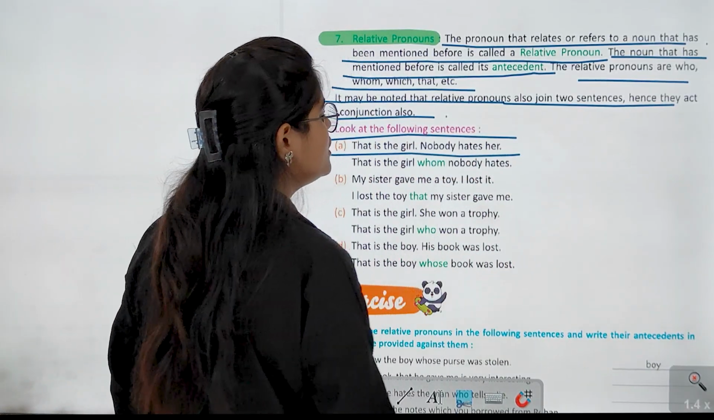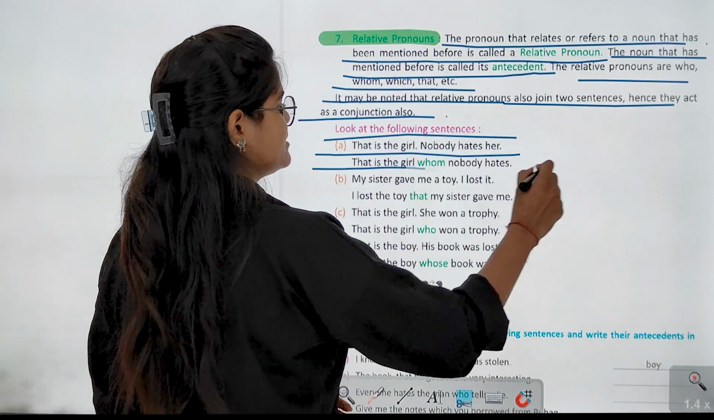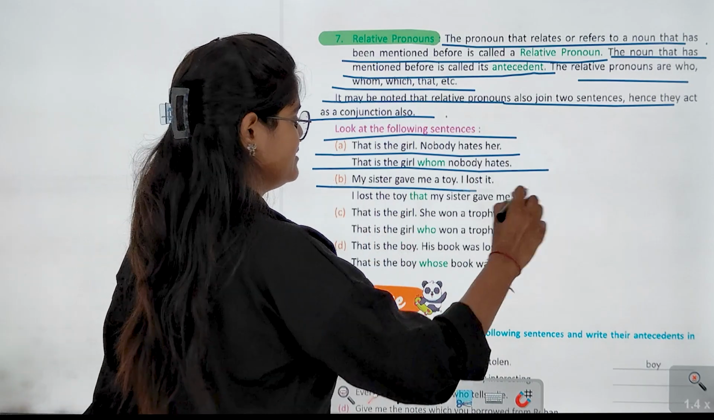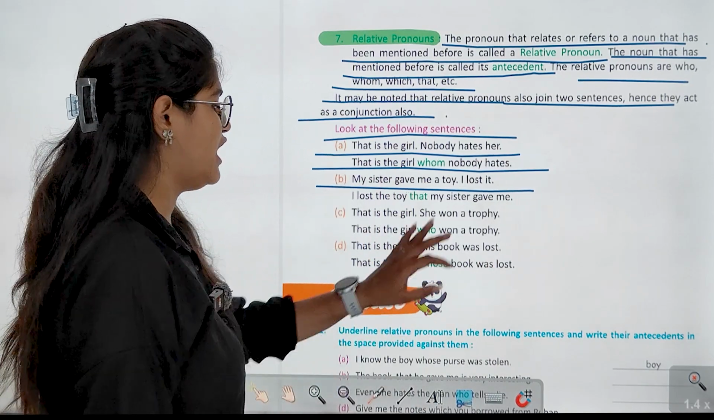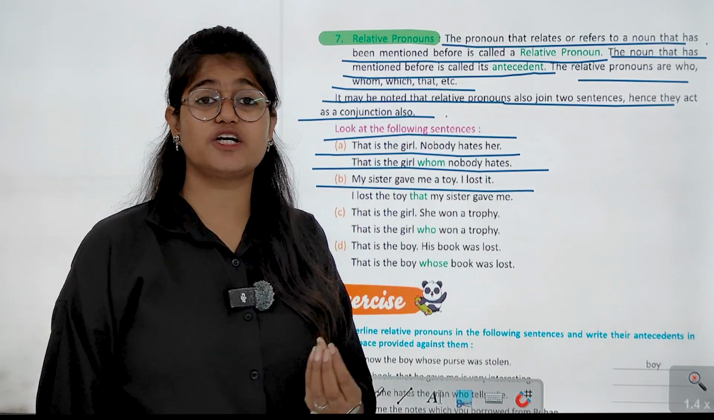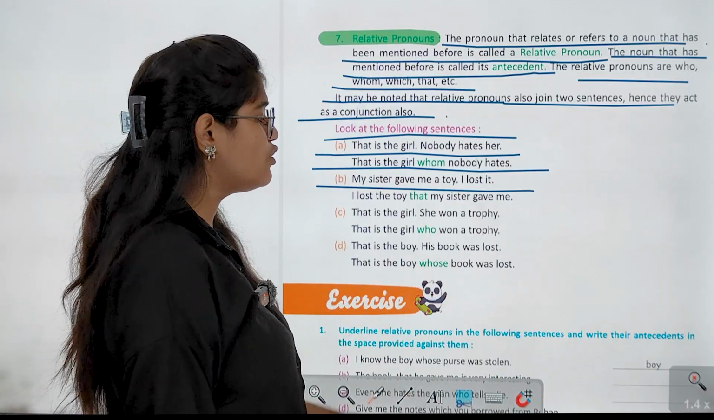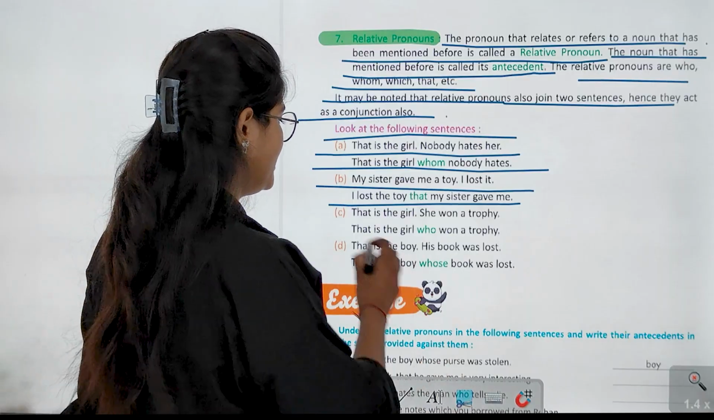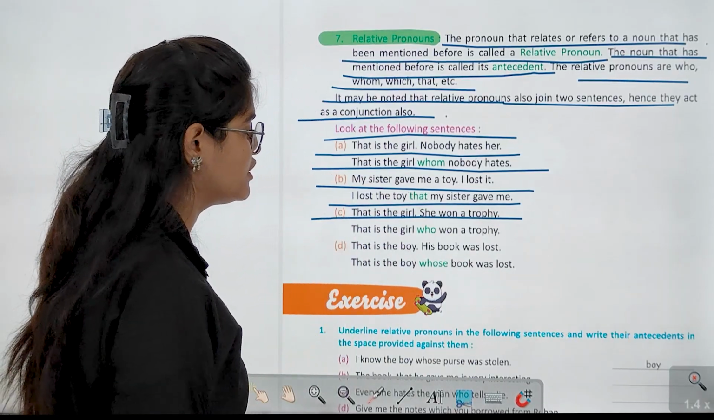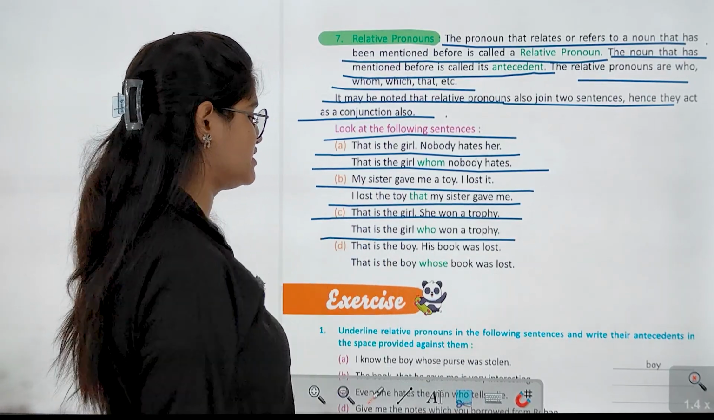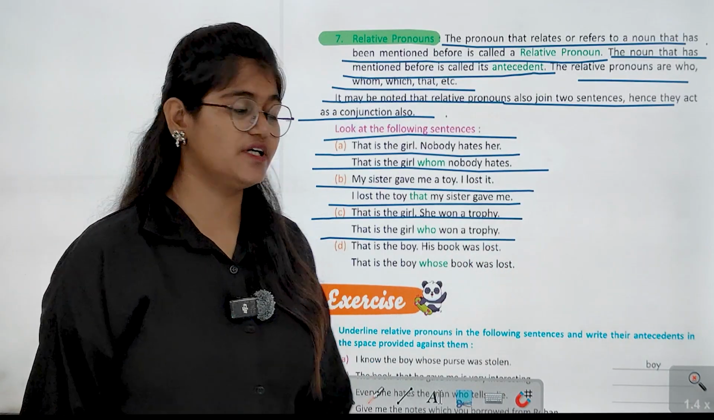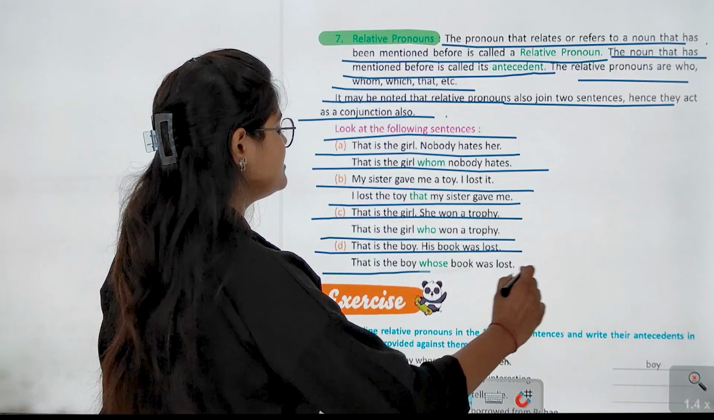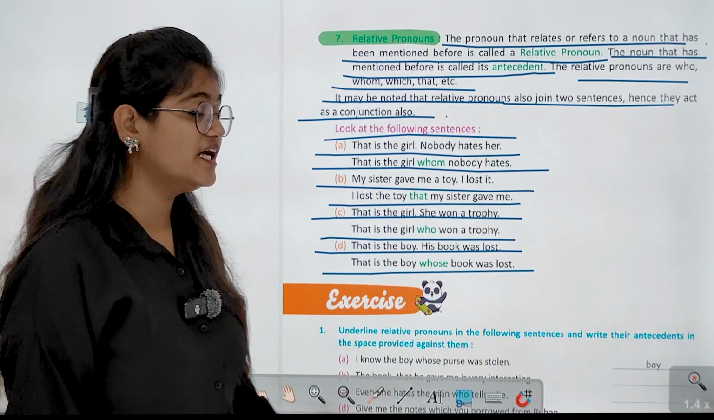So look at the following sentences. That is the girl, nobody hates her. That is the girl whom nobody hates. After that, my sister gave me a toy. I lost it. कि मेरी बहन ने मुझे टॉय दिया था पर मैंने उसे खो दिया. So I lost the toy that my sister gave me. Right? That is the girl. She won a trophy. That is the girl who won a trophy. Right? That is the boy. His book was lost. That is the boy whose book was lost.